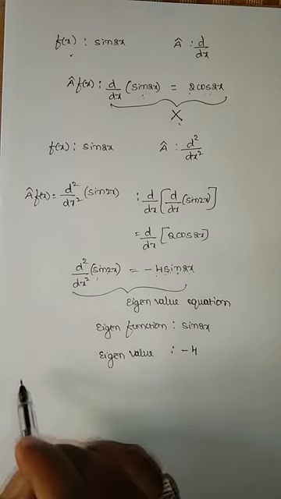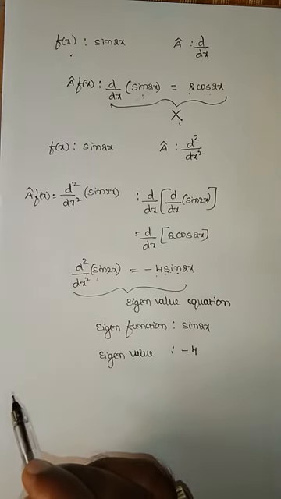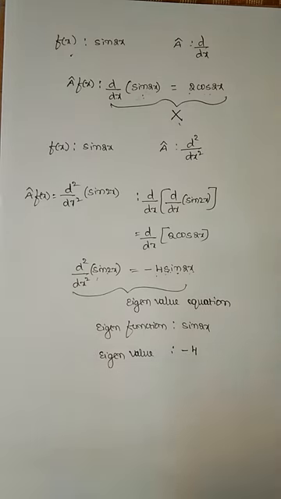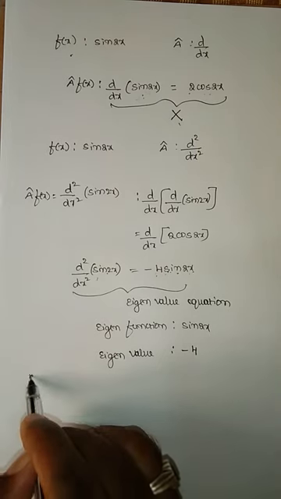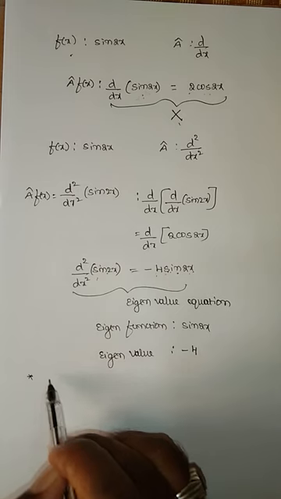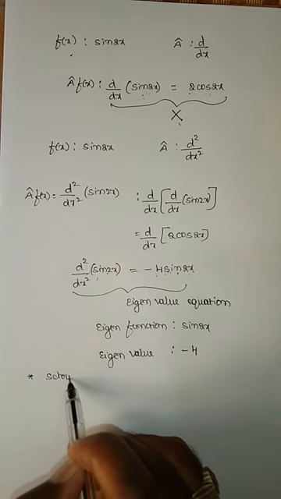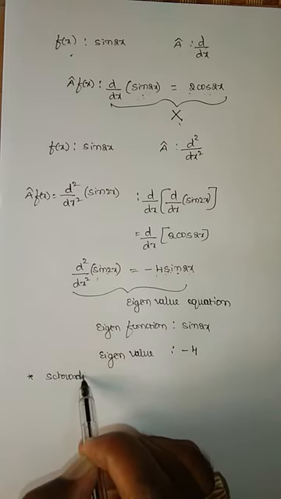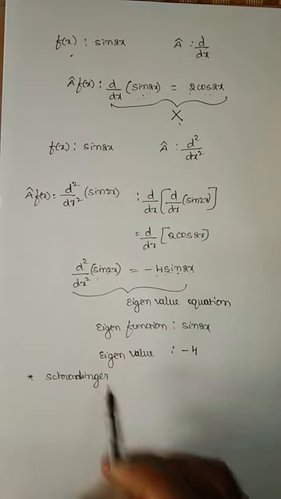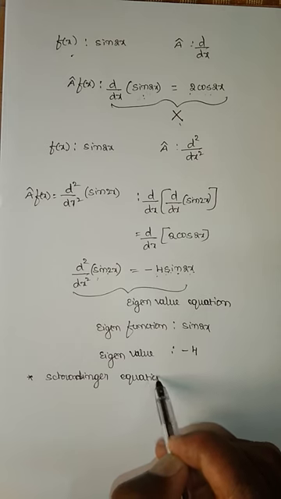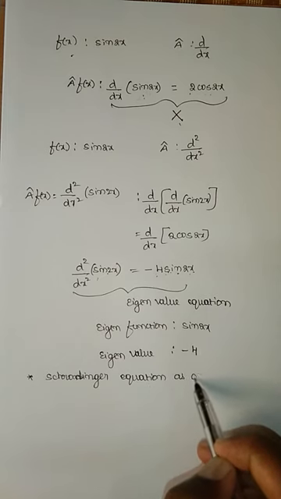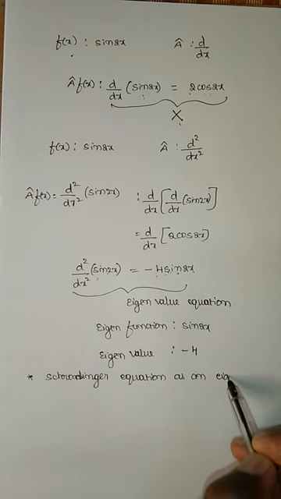In quantum mechanics, the presence of an eigenvalue equation can be identified in the Schrödinger wave equation also, and that we shall see, the Schrödinger wave equation as an eigenvalue equation.